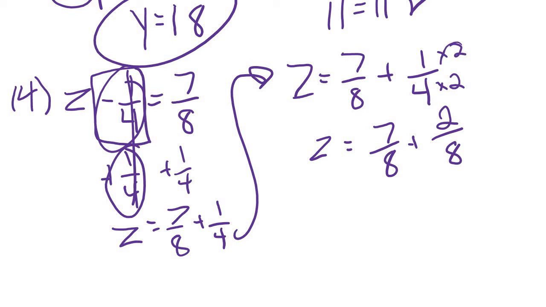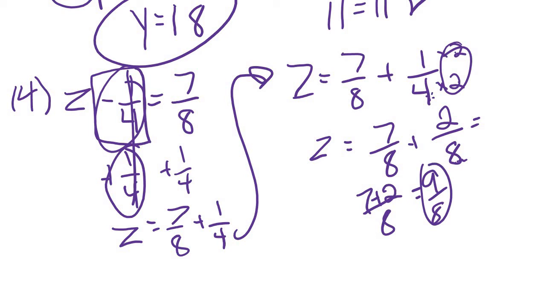All right, now I did this part here because I knew I wanted 8. So in order to get from 4 to 8, I need to multiply by 2. And then whatever I do to the bottom, I have to do to the top. All right, so now I can write this as 7 plus 2 over 8, which is going to equal 9/8. And that is our answer.